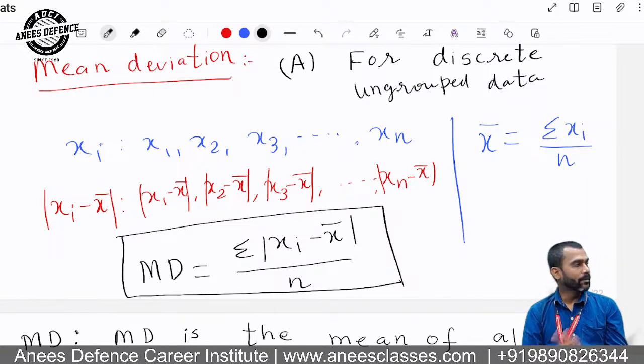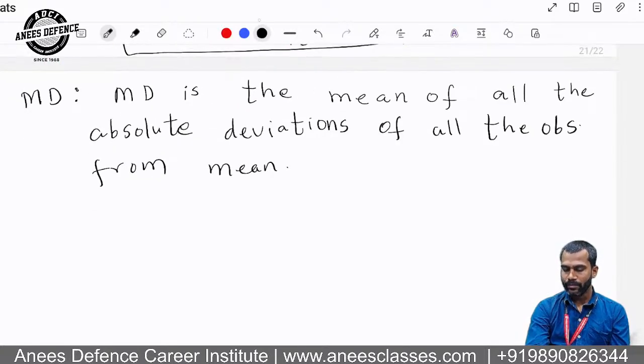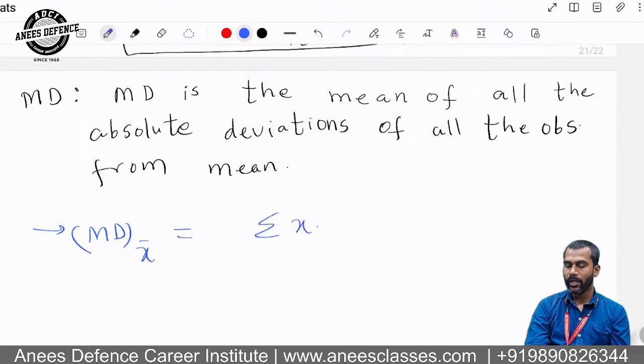Mean deviation can be of three types. Mean deviation about mean. If nothing is mentioned, by default, it is mean deviation about mean only. Yes or no? But it can be of three types: mean deviation about mean, about median, and about mode. So let me write all these formulae. The first one, mean deviation about mean, I'm writing this way, x bar, equals summation xi minus x bar divided by n.